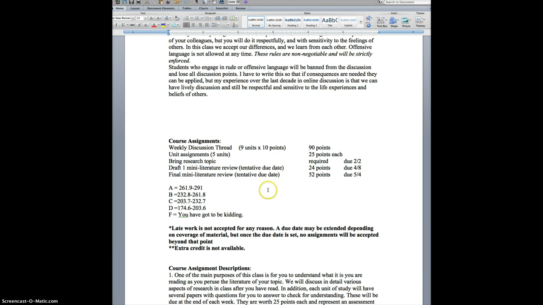The first draft of the mini lit review, which is due April 8th, is worth 24 points. You'll be receiving a rubric that tells you how you're evaluated on this. The final draft of the mini lit review is due on May 4th and is worth 52 points. The final draft is worth more because people make a lot of mistakes on the first one. They don't understand exactly what is meant by analyzing research, so you're not really penalized very much the first time through.